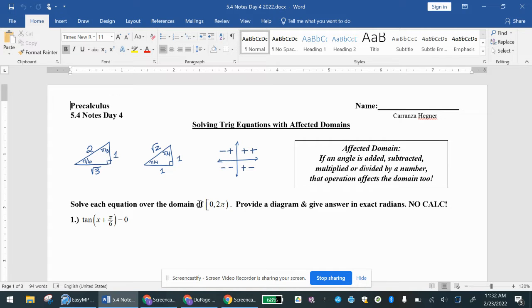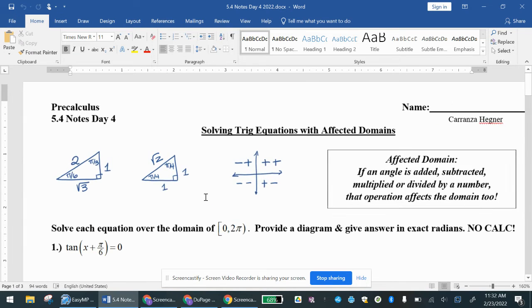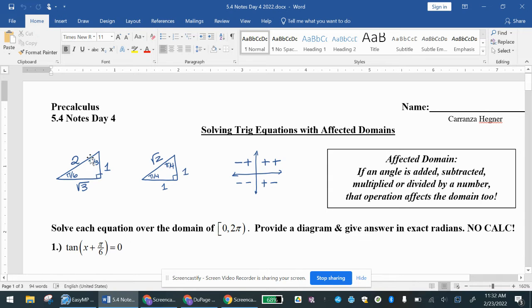So one of the recommendations that I always tell you guys is to make sure that you are putting your special right triangles at the top of your paper. So if you don't have these memorized, you need to make sure you do that every single time, okay? When you're given any kind of notes, homework, tests, quizzes.